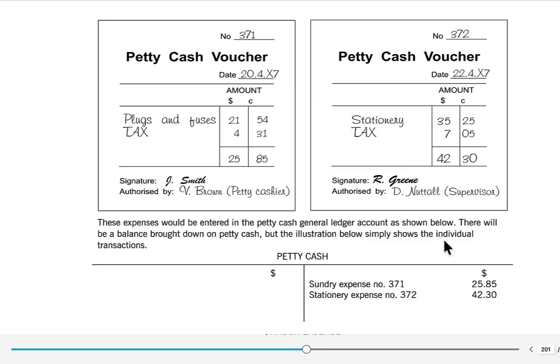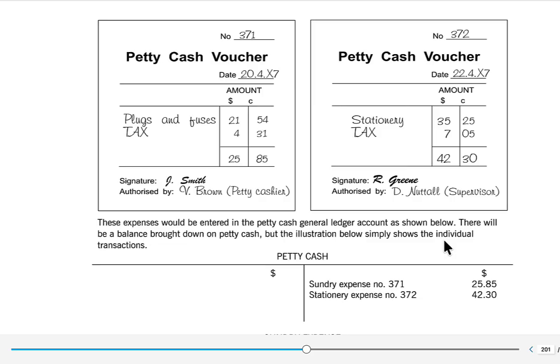Again, the voucher shows one payment, but it splits it into two parts. Voucher 372 has Part A, stationery expense, $35.25. Part B, sales tax, $7.05, and together they make the total payment, $35.25 plus $7.05 equals $42.30. So now we have our evidence documents ready. Now we move to posting into the ledger.